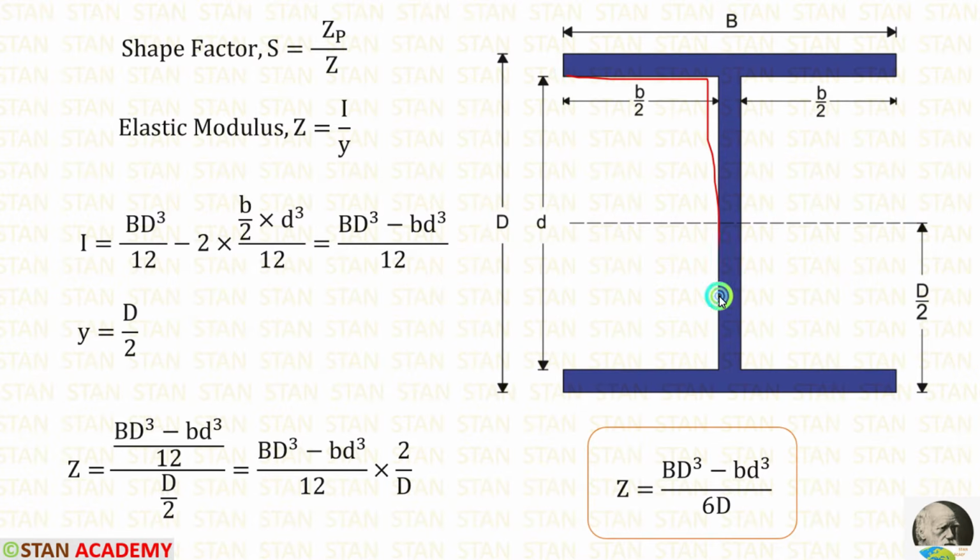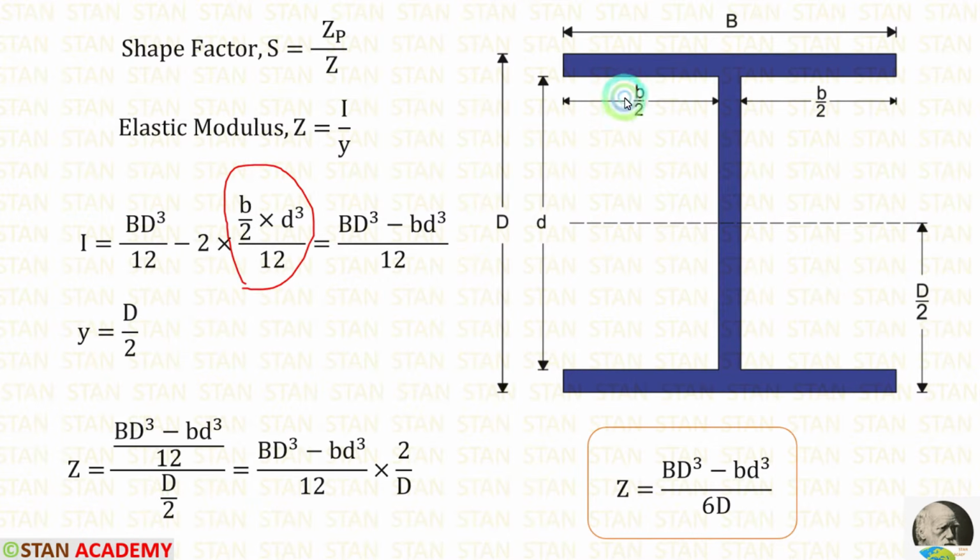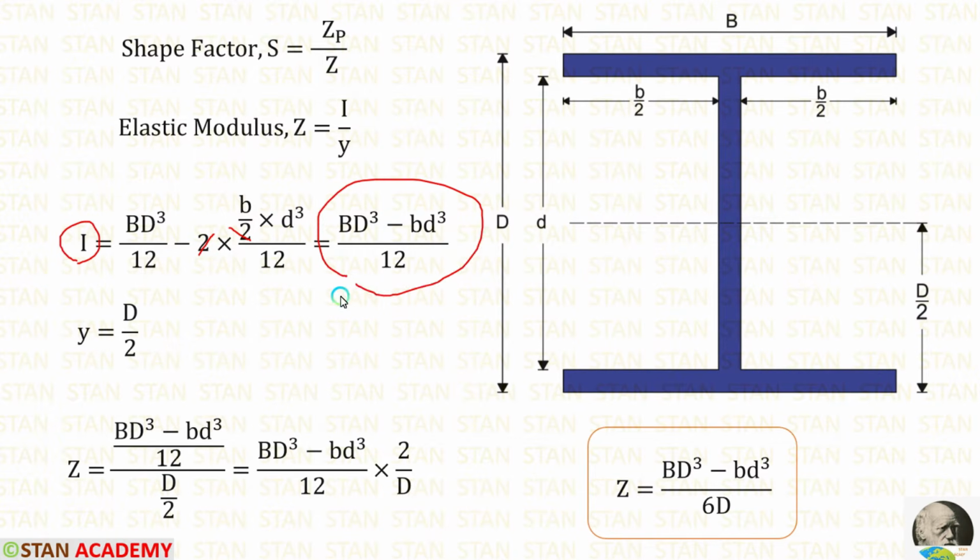Then we are having two empty spaces on both the sides. These spaces are also rectangles. We have to subtract the moment of inertia of these two rectangles from BD cube by 12. For one rectangle, the moment of inertia is b by 2 into d cube by 12. But we are having two rectangles, so we are multiplying with 2. We can eliminate this 2 and this 2. Finally, the moment of inertia is equal to capital BD cube minus small bd cube by 12.